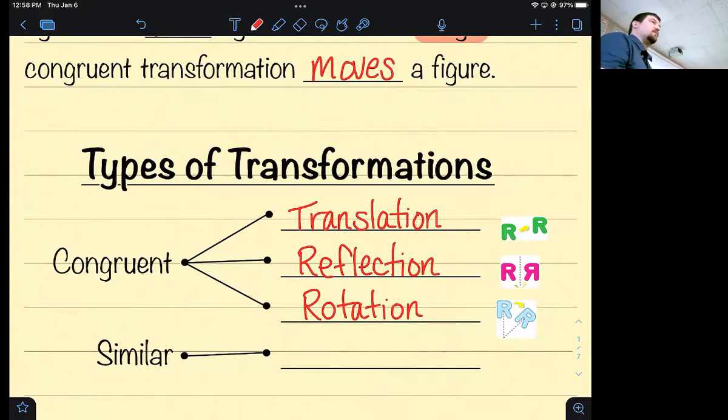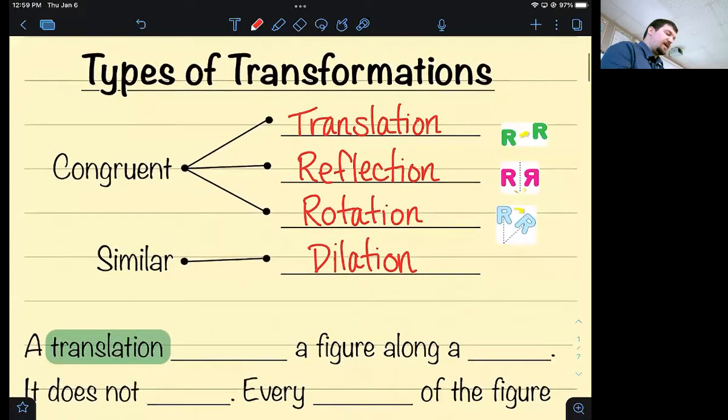Then we'll have a quiz over this. That quiz will be next Friday. So when I'm gone, the last day that you have the sub, which will be Mrs. Brady. Similar, there is one type of similar transformation that we'll also talk about. That's called a dilation. But we'll talk more about that after we take our quiz over the 3 types of congruent transformations.